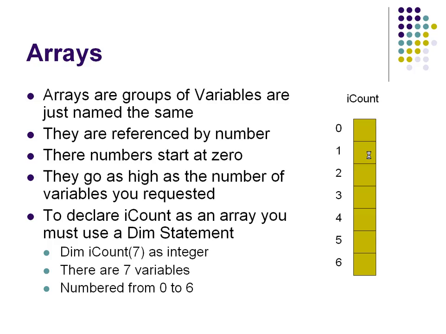And these are referenced by number. In other words, iCount 0 is the first one, iCount 1 is the second one, so on and so forth, up to iCount 6. It's what we call zero-based. It starts at 0, goes as high as whatever you requested.